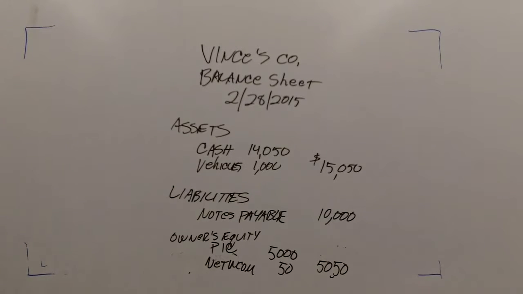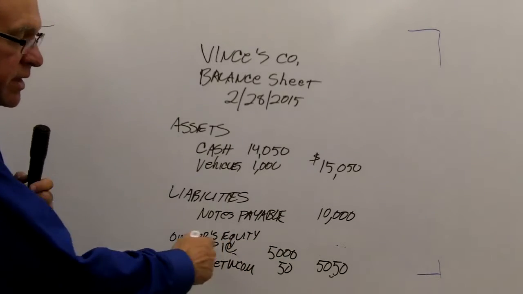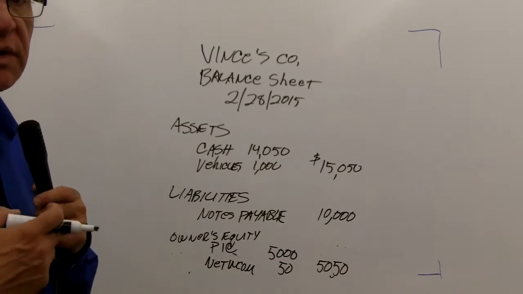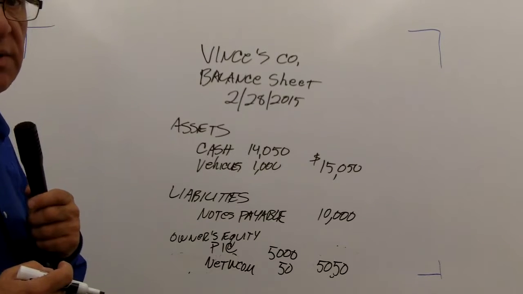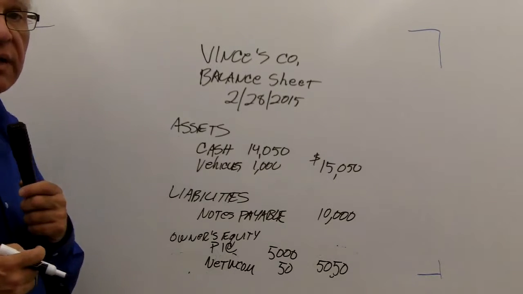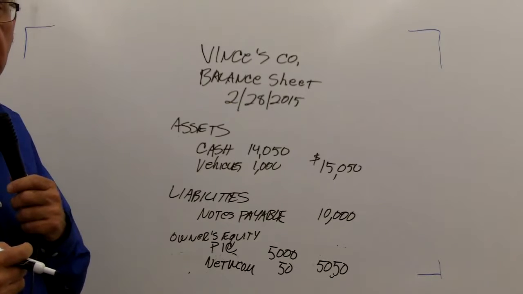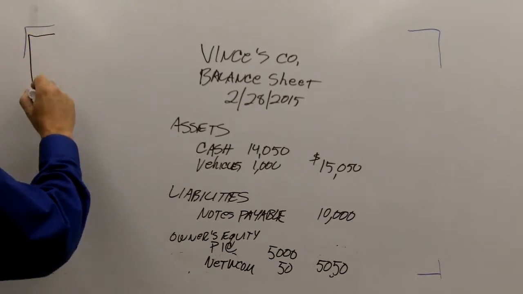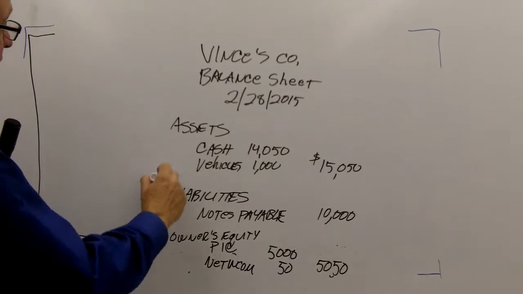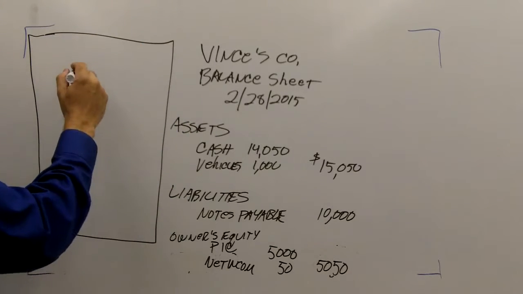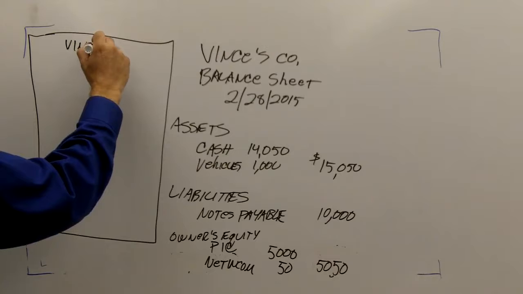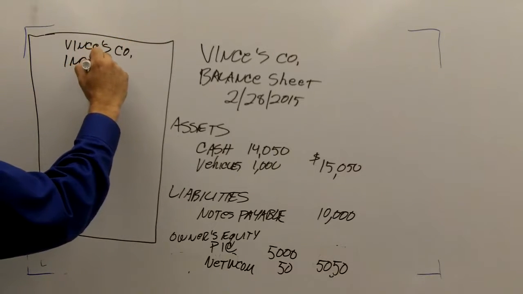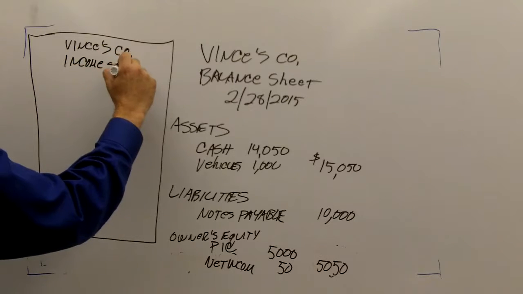We've seen how our net income is included in our equity section. But where do we show the detail of our income and expenses? We show that in another major accounting financial statement, the income statement. Let's imagine that we're going to put that right here. Again, I put the title, which is Vince's Company, and the name of the statement, income statement.